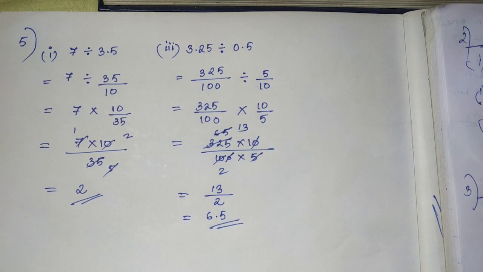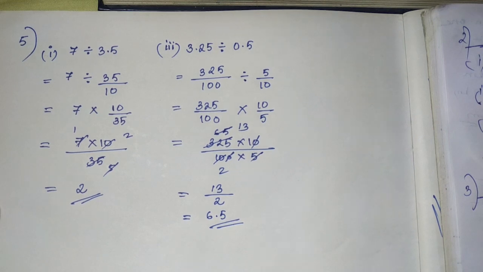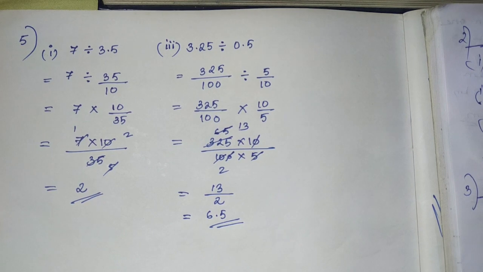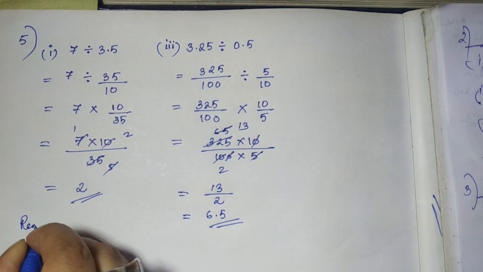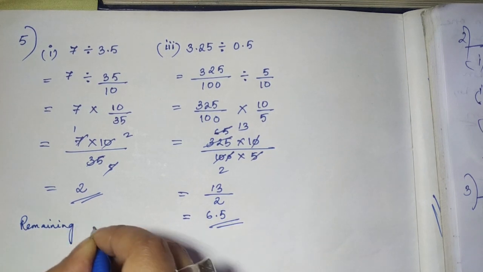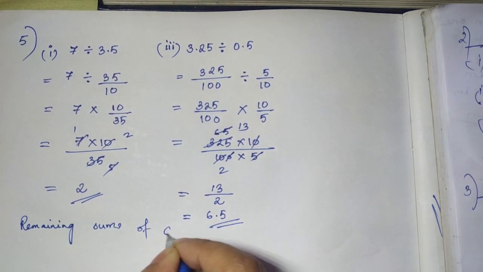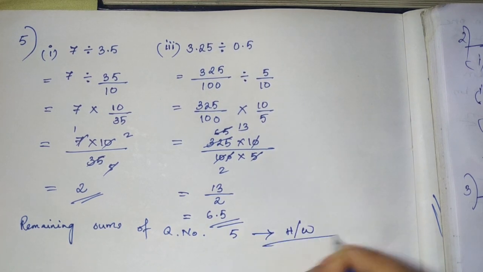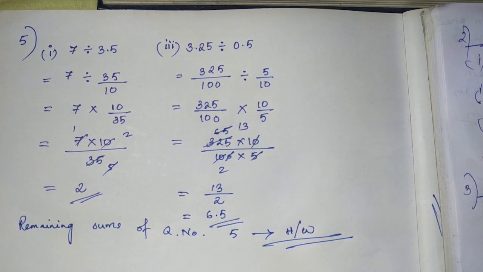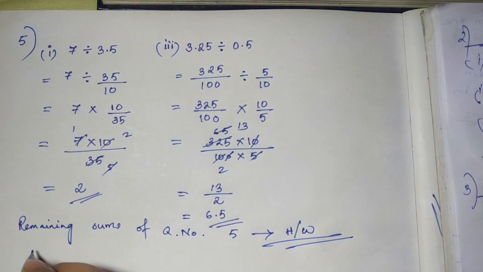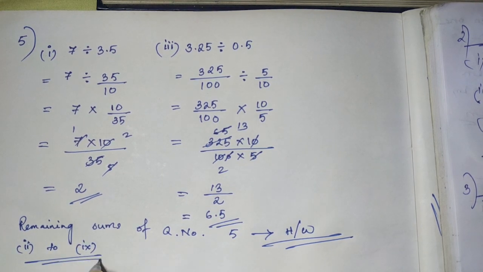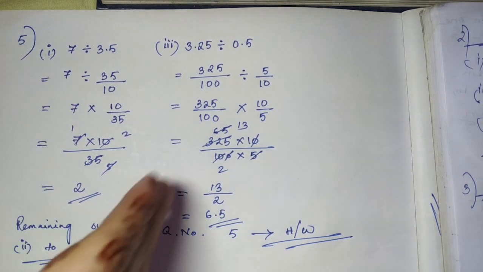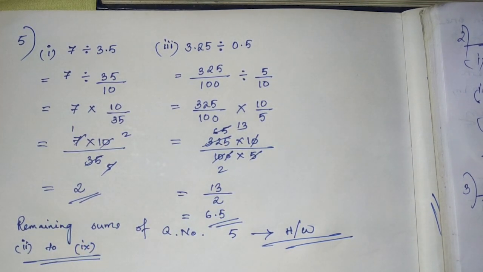Okay. Now the remaining sums are of the same way. You can try those. The remaining sums of question number 5, please try it as homework. These are simple ways. Calculations are there. You will try it as homework. There are questions till question number 9. So from 2 to 9, whatever are there, you will try except these two. Means 1 I have done and 3 I have done. So please try this. These are simple and similar sums, so I have not shown them again in the video.